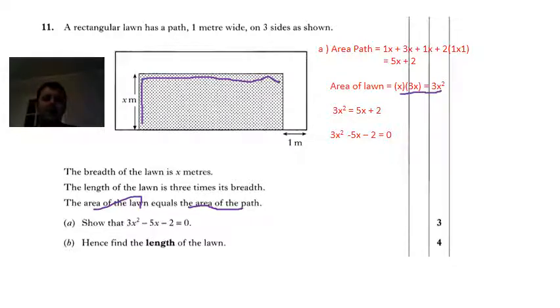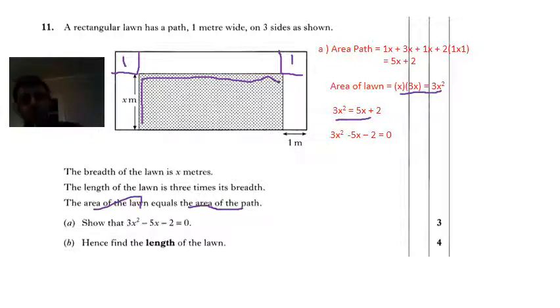Now the path's a wee bit harder. I've put it into kind of 3 sections here. We've got that bit, 1 times x, so I've called that x in there. That bit there, 1 times x, so that's where I got that second number, 1x, from. This bit here, well, that'd be 3x times 1, that bit from here to here, and then the bits there are 1 times 1, so that's 1, and that's 1, so you end up with 5x plus 2. Now set the two equal to each other, so you end up with that, 3x squared. So if you rearrange that equation, you get what they were after.